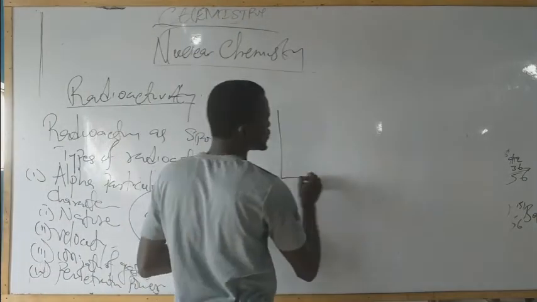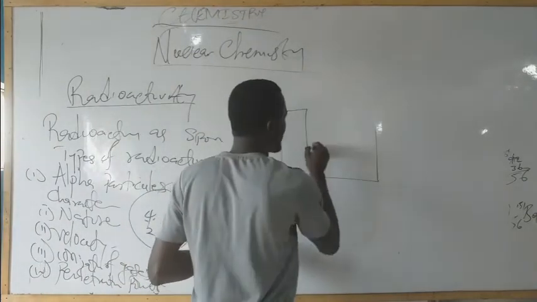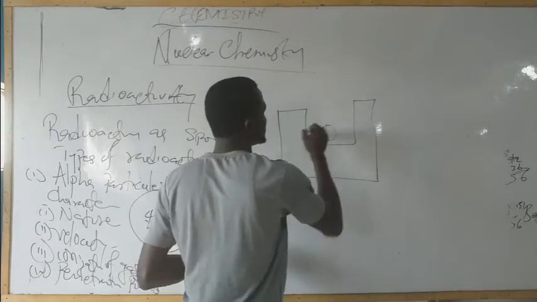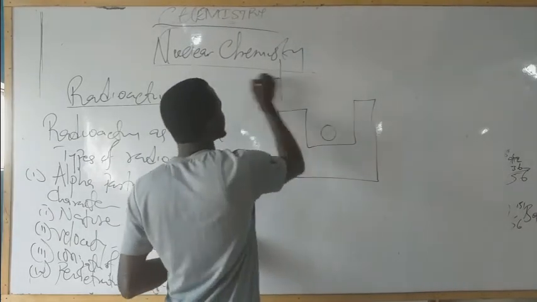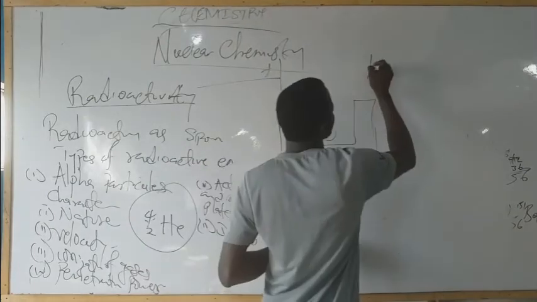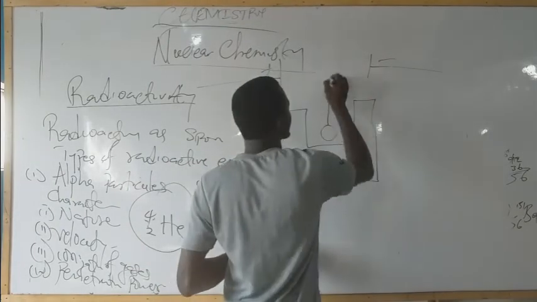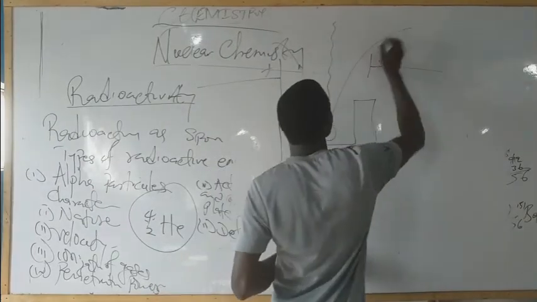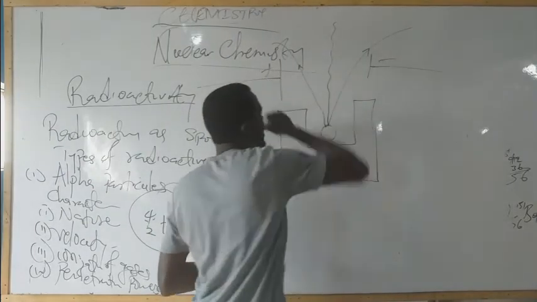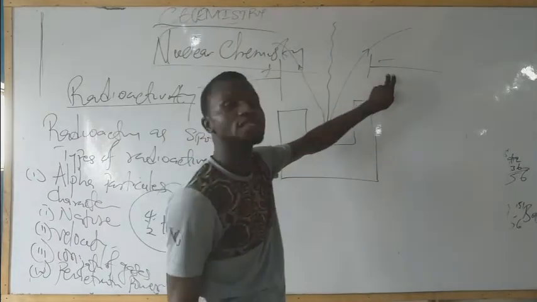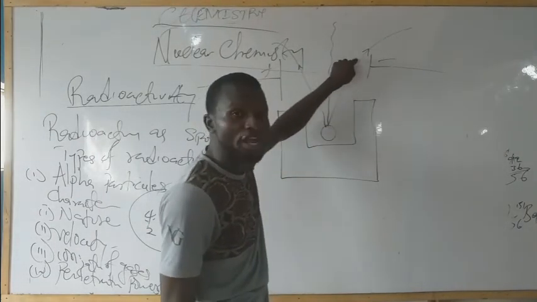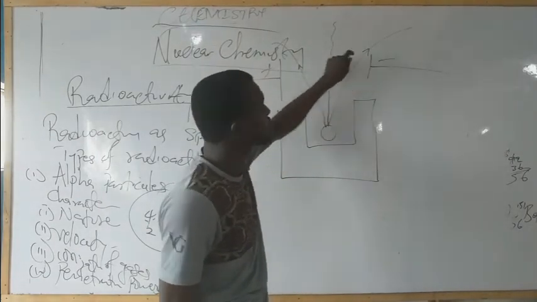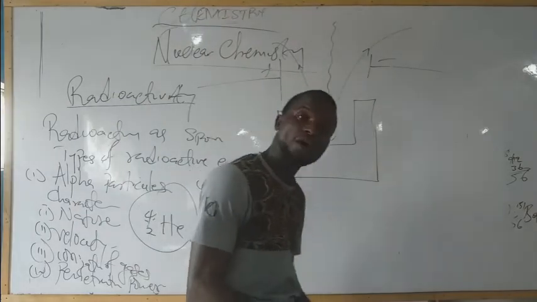And a simple diagram to note. This is a lead block. So this is positive, this is negative here. Now, if you look at this, this is the positive plate. Remember, unlike charges attract and like charges repel.